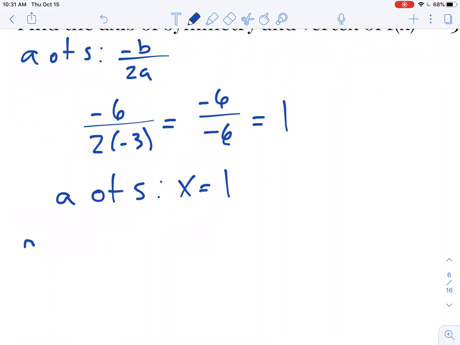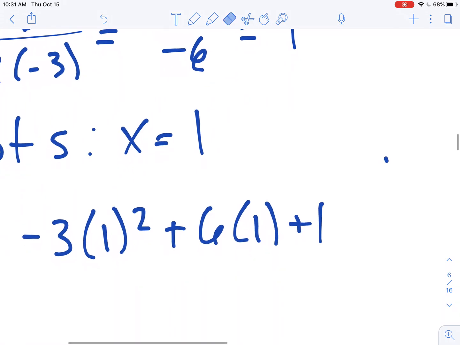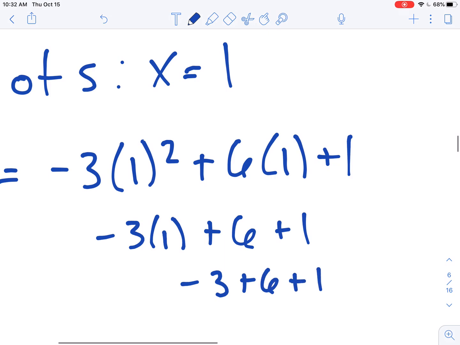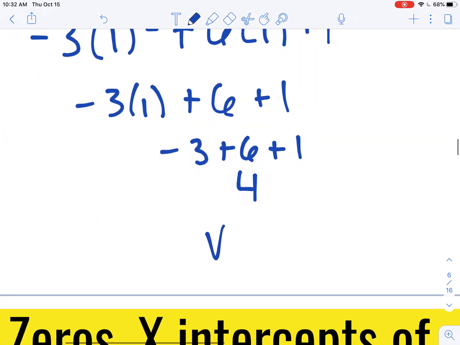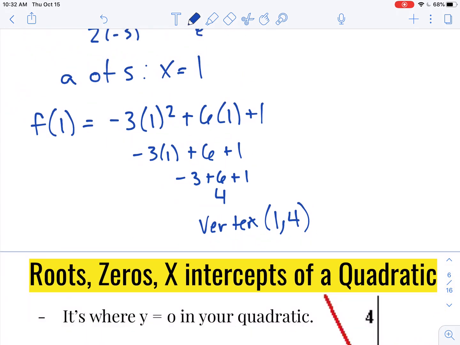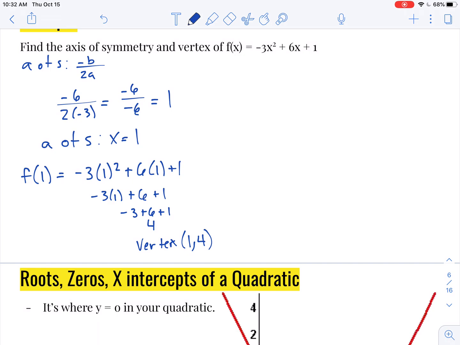Now to figure out your vertex, you need to find f of 1, which is negative 3 times 1 squared plus 6 times 1 plus 1. So negative 3 times 1 plus 6 plus 1, negative 3 plus 6 plus 1, 4. So we have a vertex here of 1, and again, that's your axis of symmetry value, 4. And that's the ordered pair. So that's how you find your axis of symmetry and a vertex for a function in standard form.